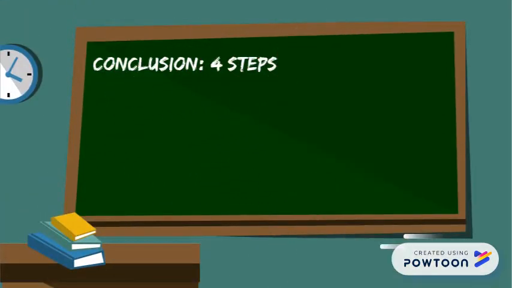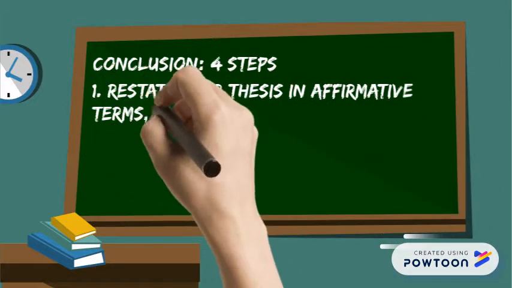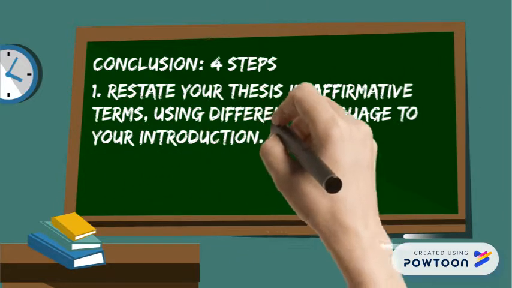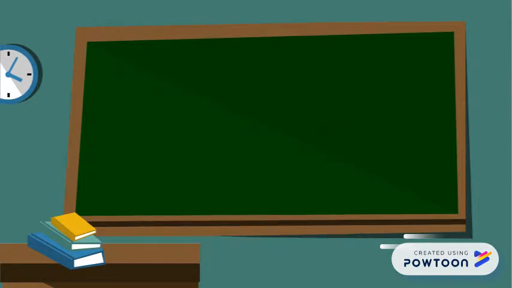There are 4 steps to writing a conclusion. Step 1 is to restate your thesis in affirmative terms, using different language to your introduction. Try and think of some synonyms of key words that you could use.